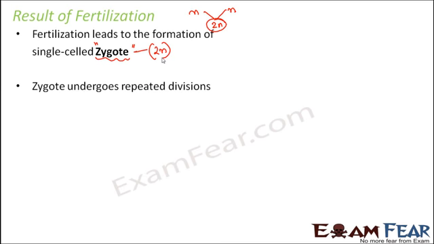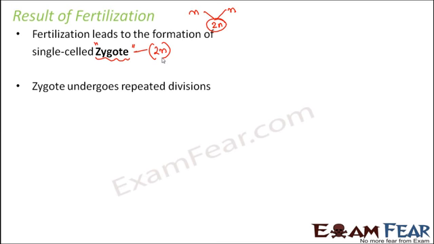But this one cell undergoes repeated mitotic divisions, and as a result of mitotic division, the ploidy remains the same. Diploid will remain diploid, but the number of cells keeps on increasing from 1 to 2, 2 to 4, 4 to 8, 8 to 16, and so on. And these divisions keep taking place very rapidly, so many cells will be formed.